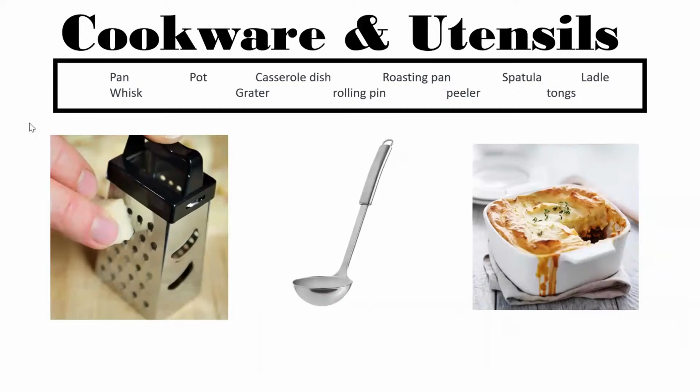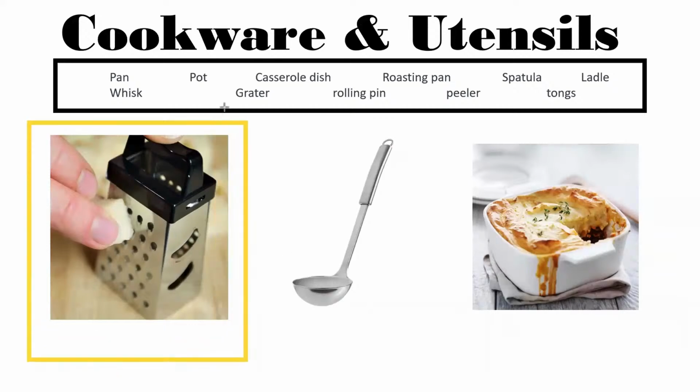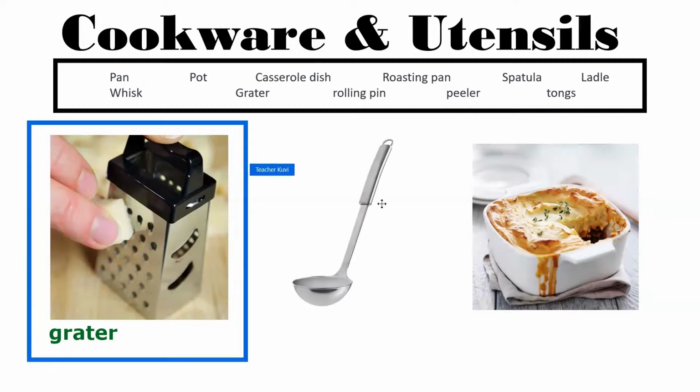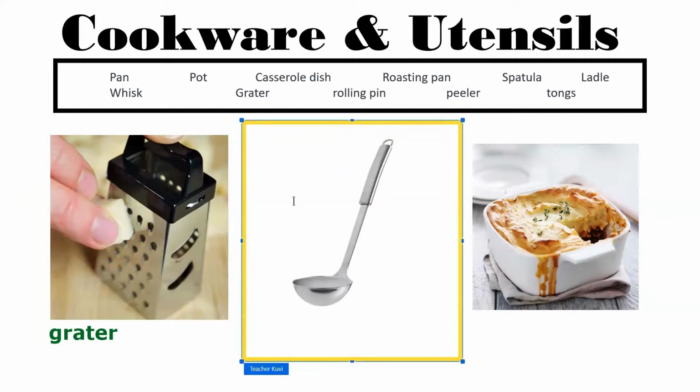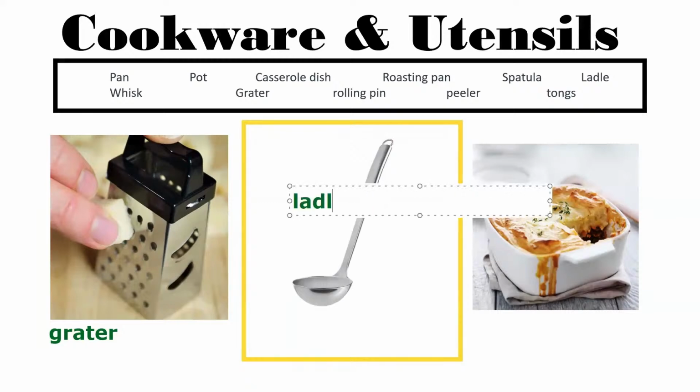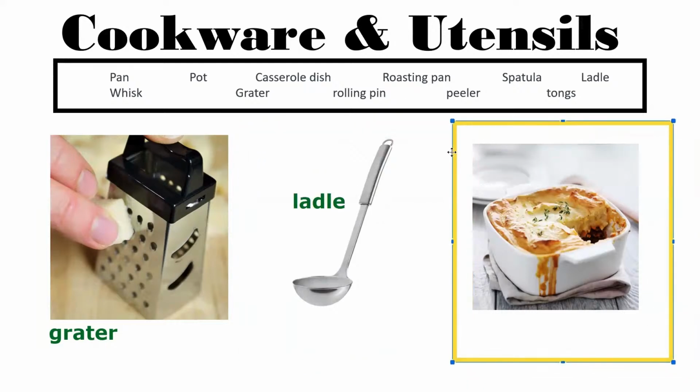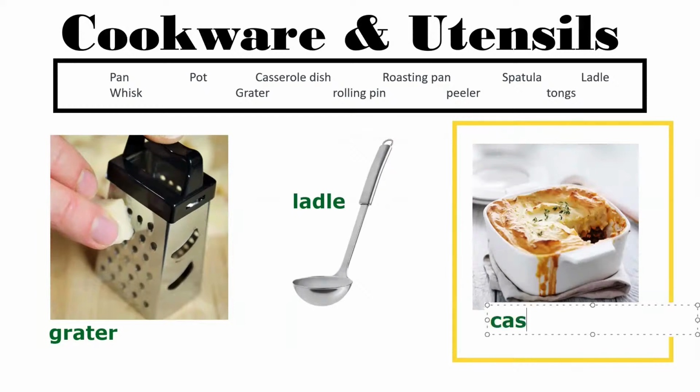Okay, so let's start with this item here. We call this a grater. A grater. So we can see this man in the picture here. We would say he is grating the cheese. Grating the cheese. Okay. And our next item, we call this a ladle. Ladle. And the next item is a casserole dish. Casserole dish.